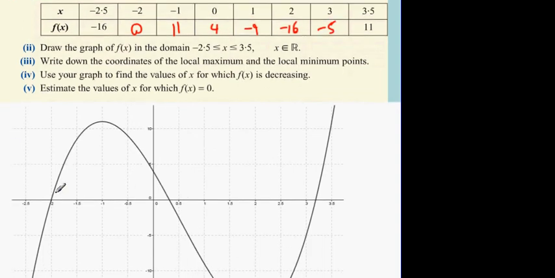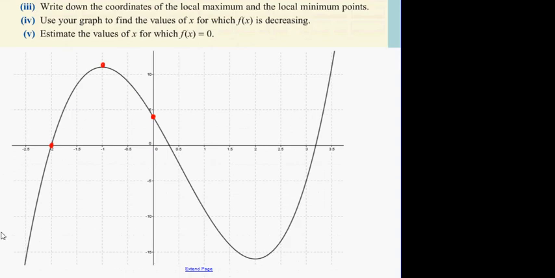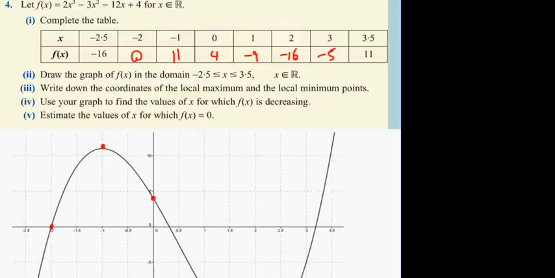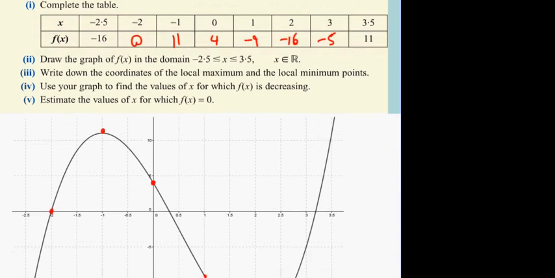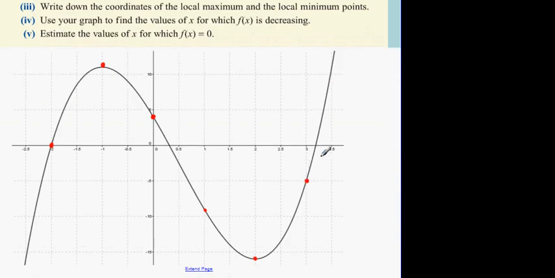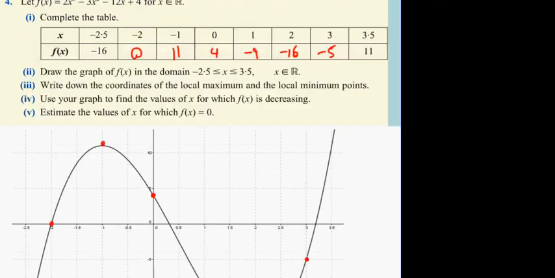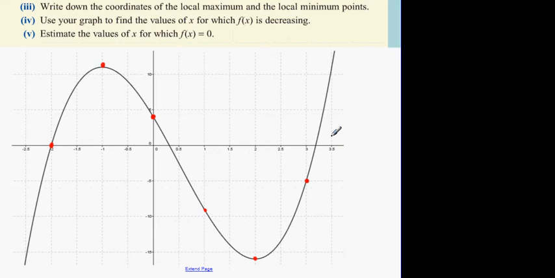-2, 0 is here. -1, 11 is here. 0, 4 is there. What is it? 1, -9. So that's 1, and that is roughly -9, just above -10. Do you see that? Then the next one is, what's the other point? 2, -16. Seems to be the minimum point, doesn't it? And then the last point, 3, -5. And then the last one is 3.5, 11. 3.5, 11 is roughly up there. 3.5 across and 11 up.